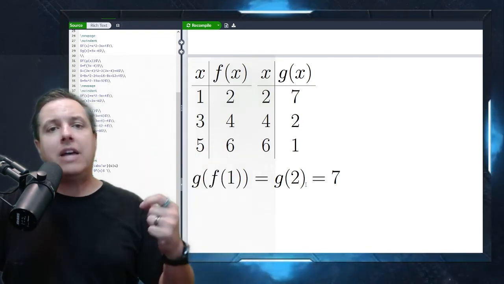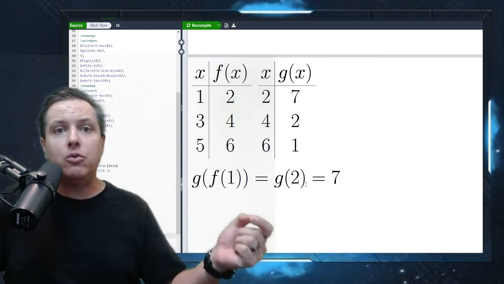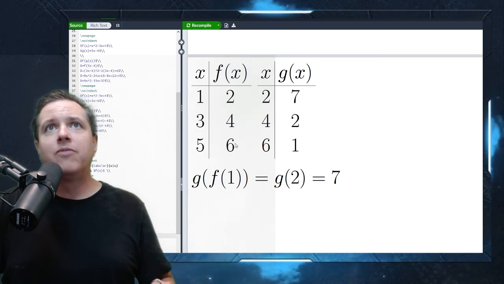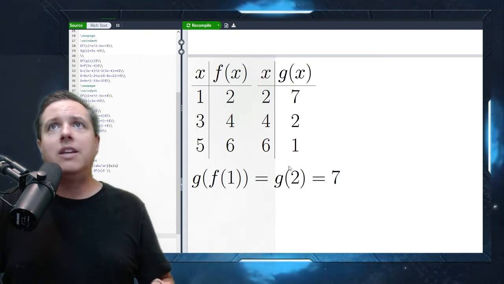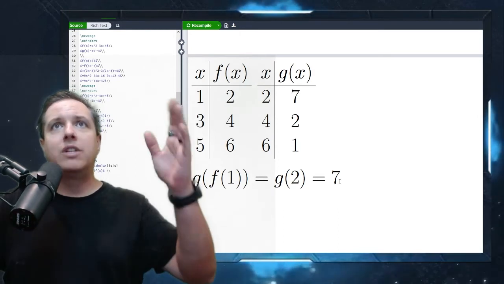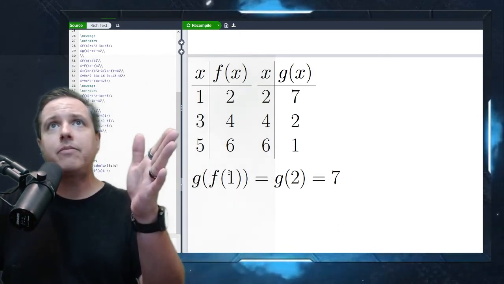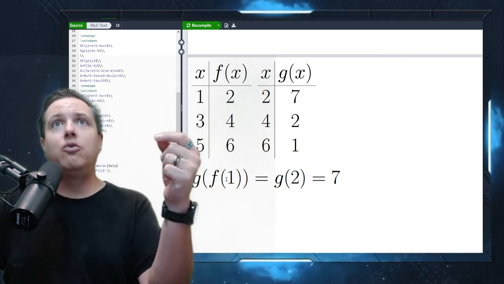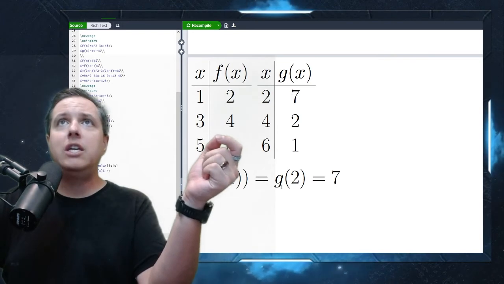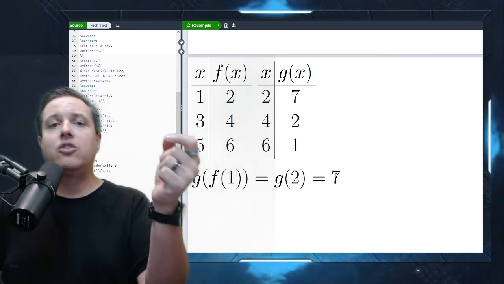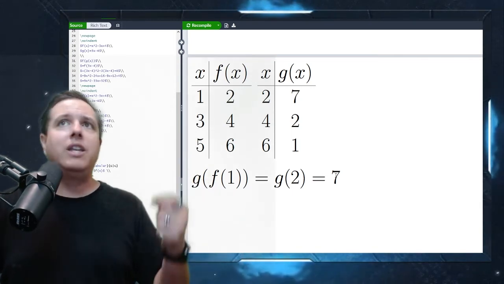So now I have to ask, what does g do to 2s? So we go to the function g, which is our second one here, and we see that it turns 2s into 7s. So g of f of 1 is 7. And you can see we're still just doing that thing we talked about at the very beginning. We're taking one value, in this case 1, and sending it through the function f. Whatever comes out, in this case 2, we're sending into the function g, and we can see here that g turns 2s into 7s, so our final answer is 7. So g of f of 1 is 7.